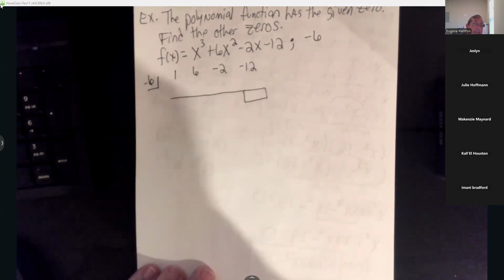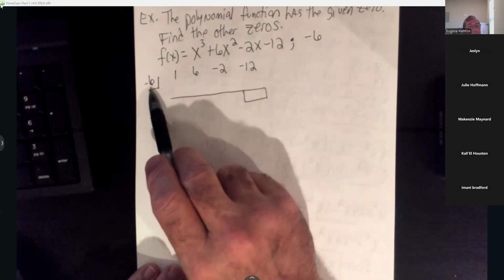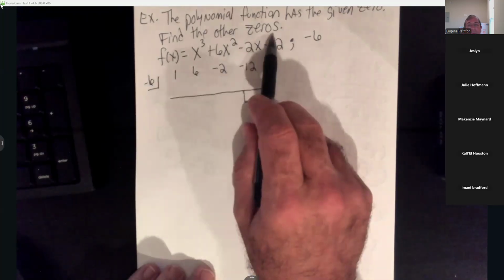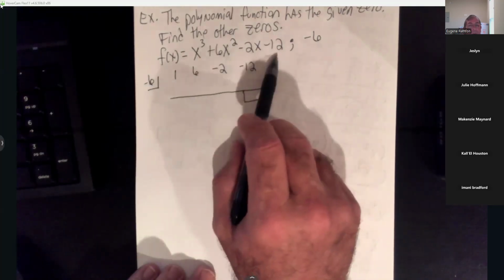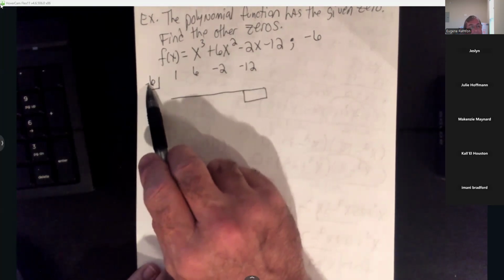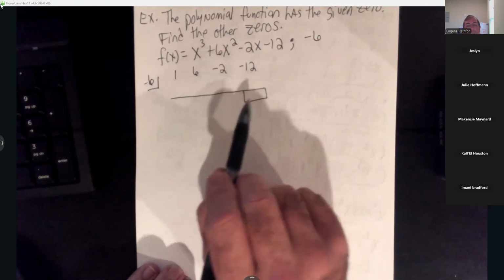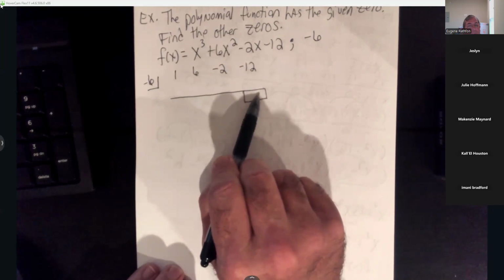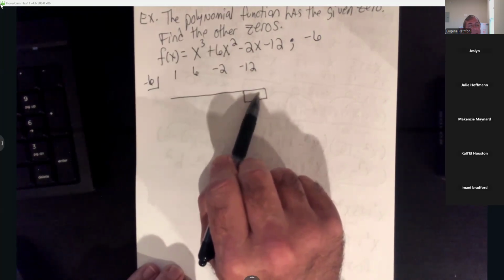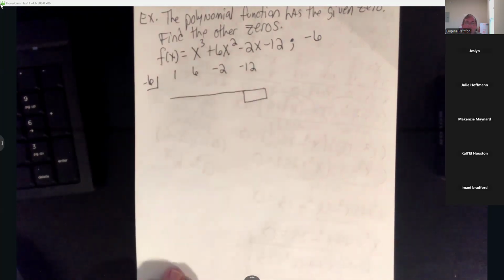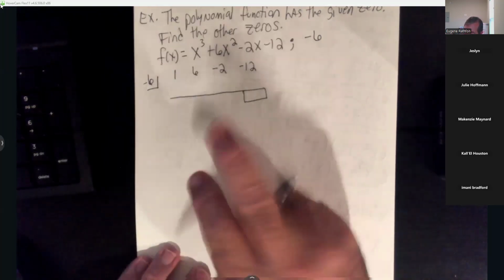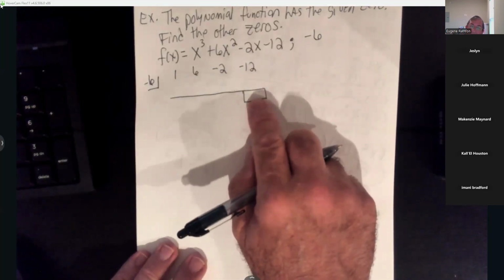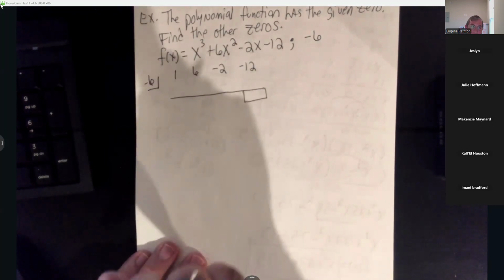All righty. Now let me ask you all this. If -6 is a zero of this polynomial, what's the remainder got to be when we're done? All right, it's got to be zero. Y'all good. Perfect. Now, if we don't get a zero here, we did something wrong, okay?